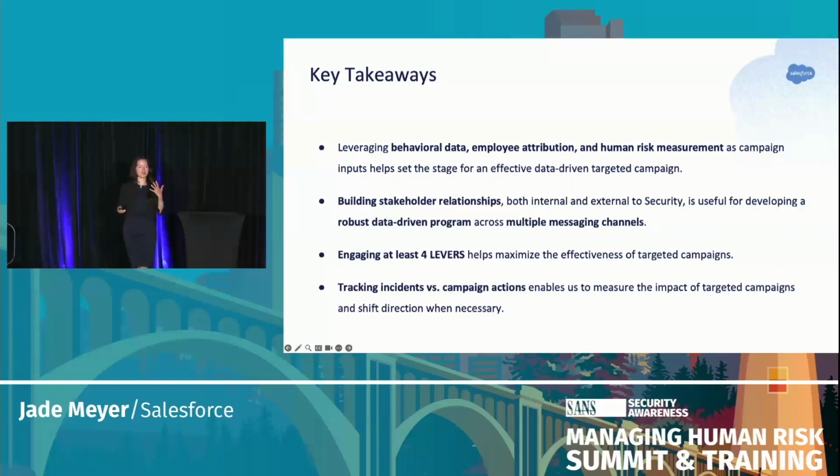This is all stuff that you can do to prepare and make sure that your employees are also prepared before any major incident with huge high severity could occur. Number two, building stakeholder relationships, both internal and external to security, is useful for developing a robust data-driven program across multiple messaging channels. So the key really is to build those relationships and partnerships with teams like threat intelligence, insider threat, both within security, and also external to security.